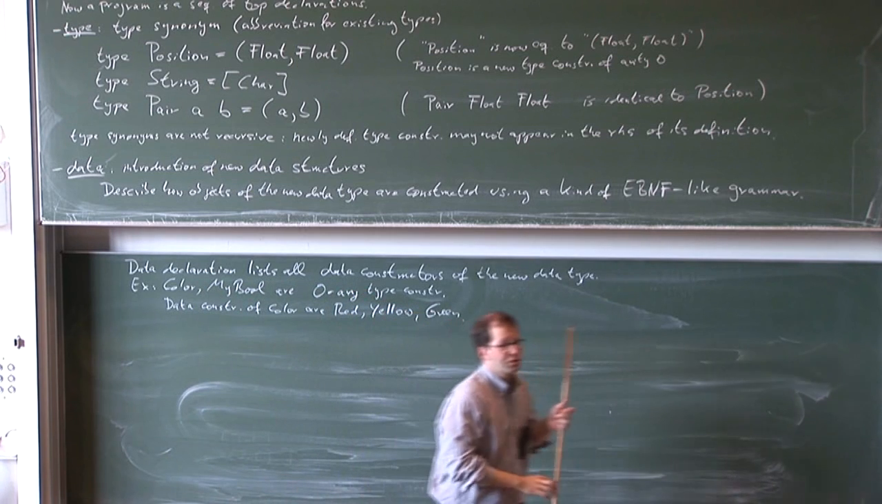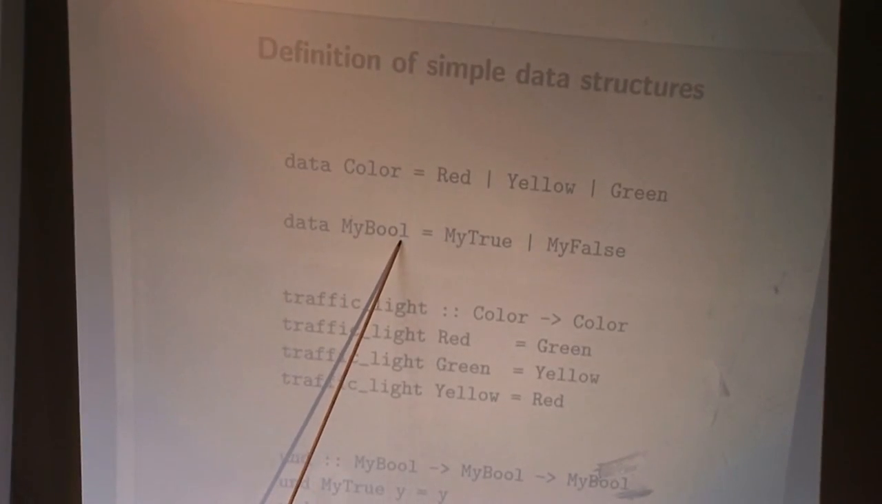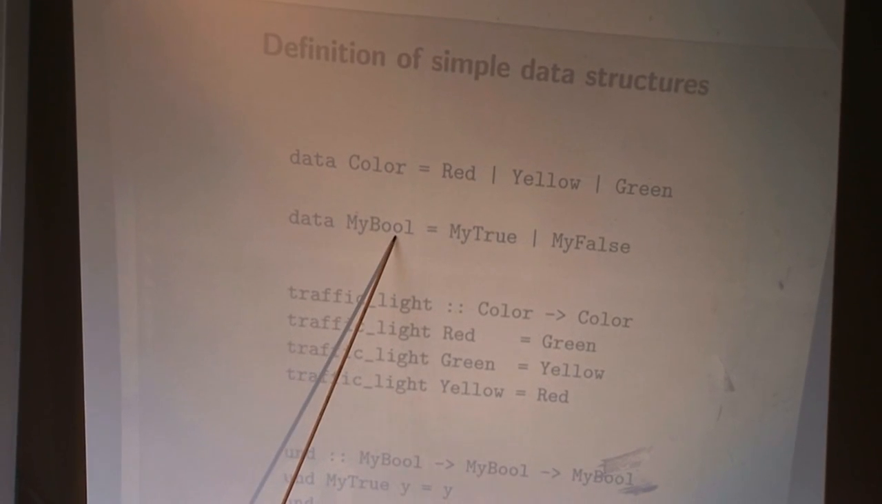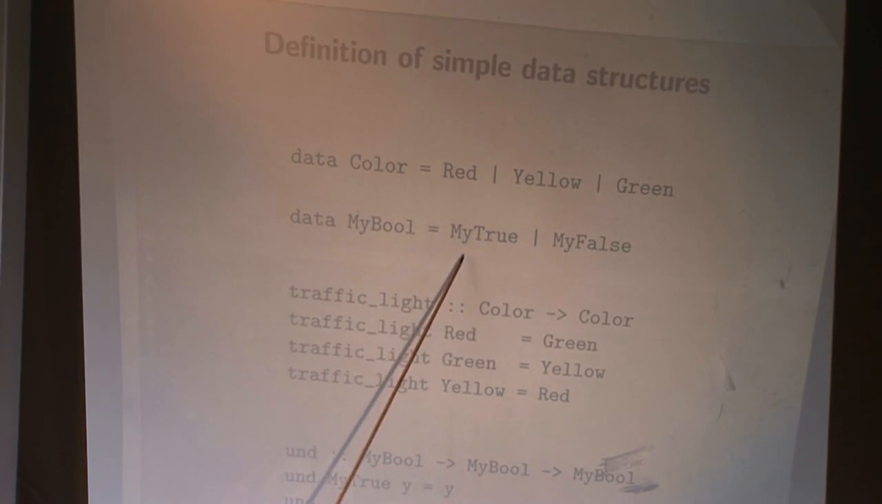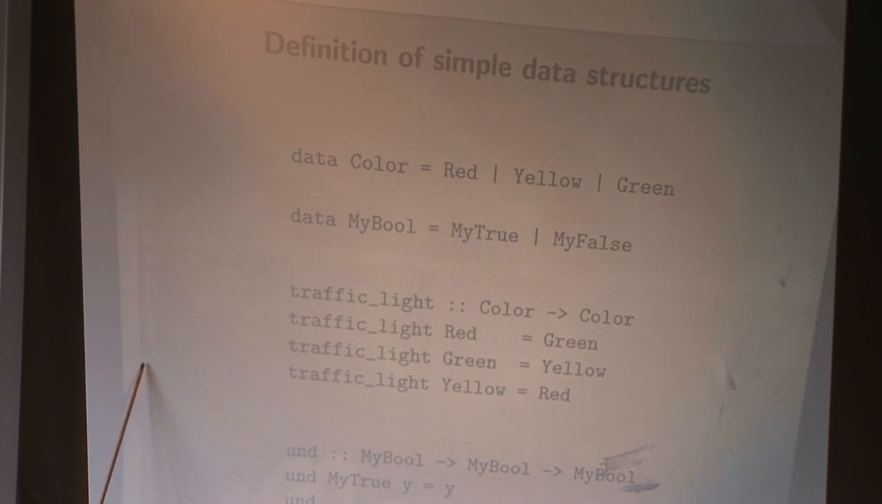And in a similar way, you could define the data type bool. So since bool is already predefined, I defined myBool. And myBool is a new type constructor of arity 0, so it's a new type. And there are 2 data constructors, myTrue and myFalse. So these are the only objects of this data type. And, well, this is the way how you can define Booleans.